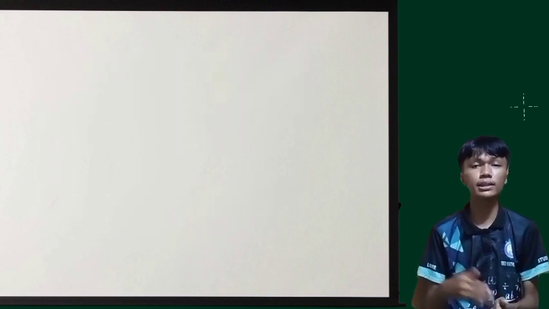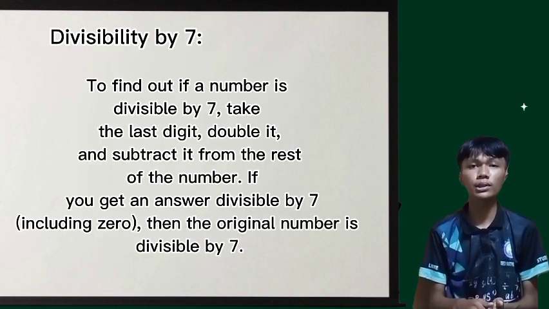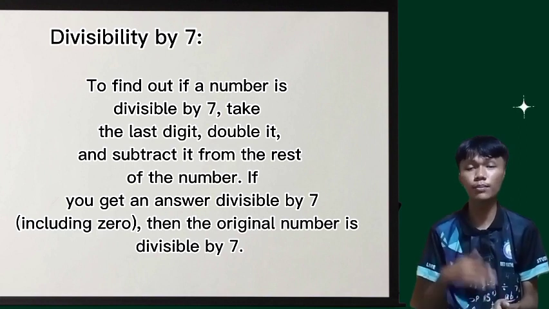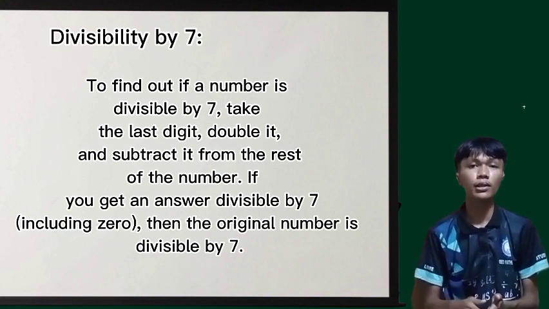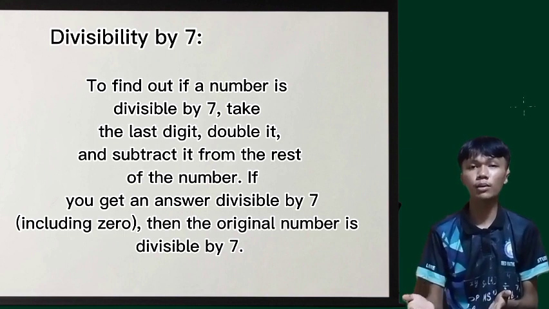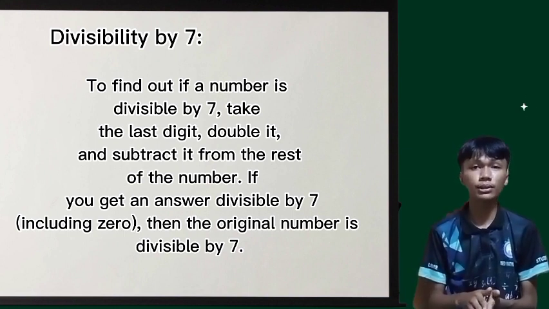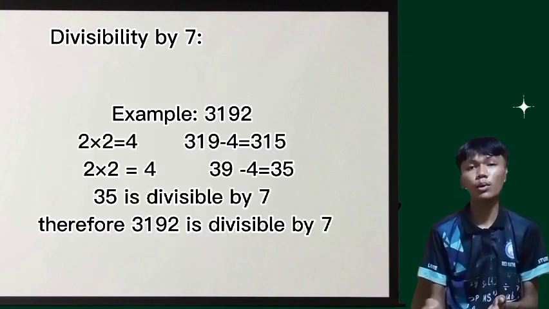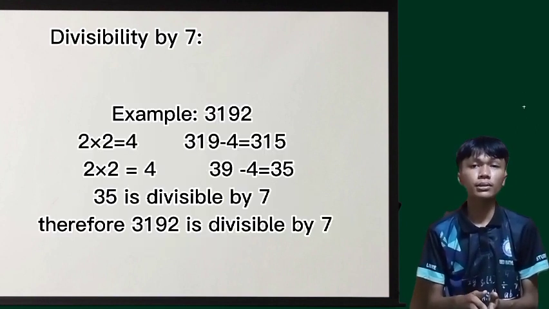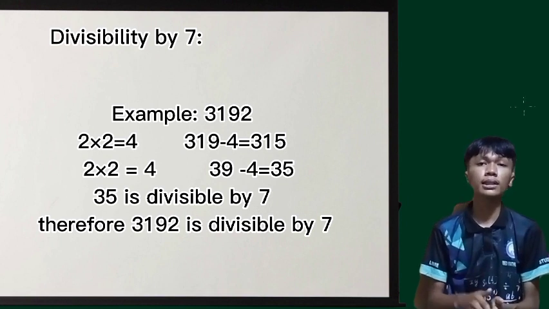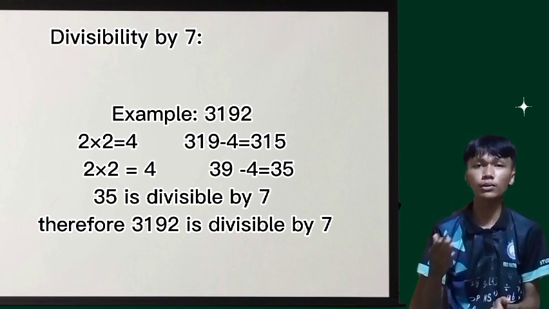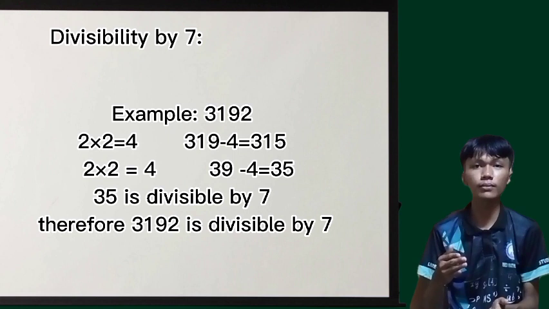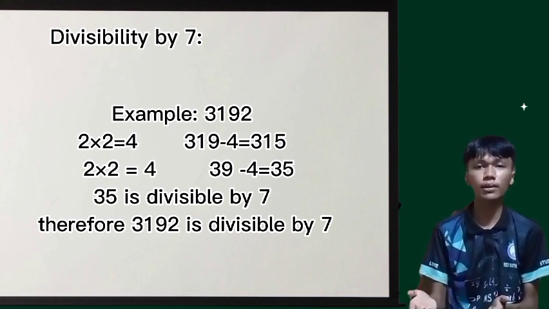Next is divisibility by 7. To find out if a number is divisible by 7, take the last digit, double it, and subtract it from the rest of the number. If you get an answer divisible by 7, then the original number is divisible by 7. Example, 3192. The last digit is 2, double. 2 times 2 is 4, then subtract from 319 equals 315, and 315 is divisible by 7.